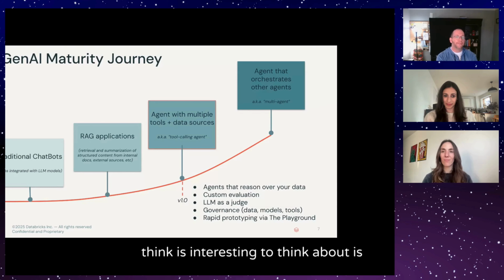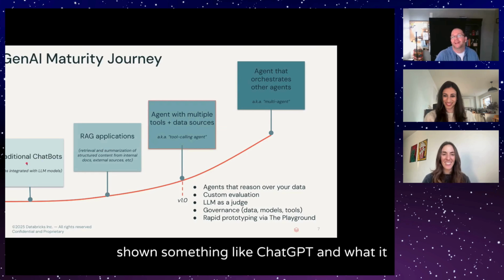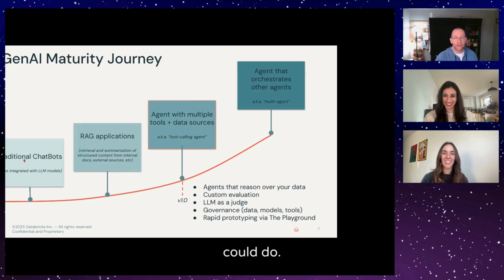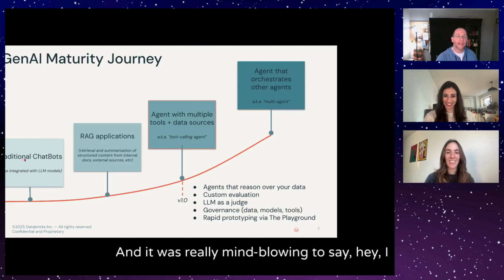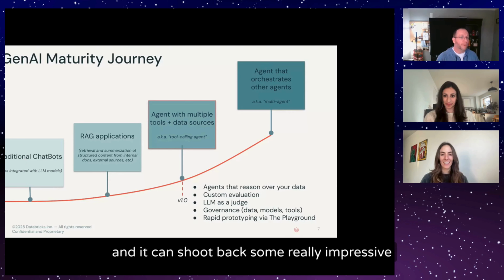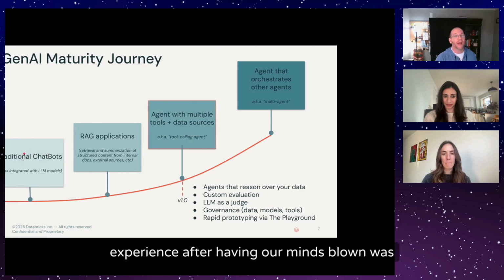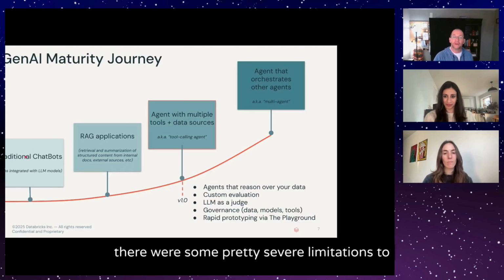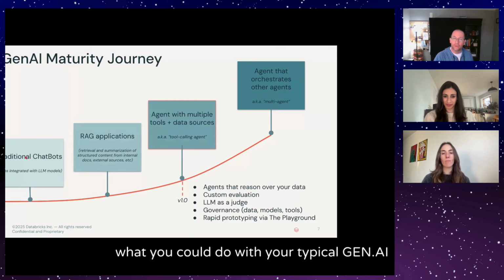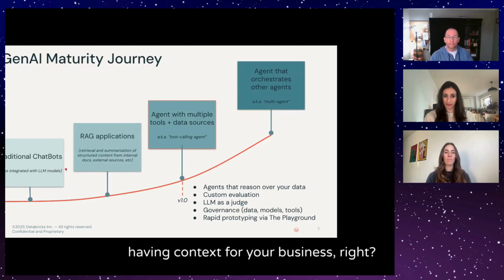is interesting to think about is, I don't know, a couple of years ago, all of our minds were blown when we were shown something like ChatGPT and what it could do. It was really mind blowing to say, hey, I can ask questions to this Gen AI application and it can shoot back some really impressive answers. But I think what we all learned early in that experience after having our minds blown was there were some pretty severe limitations to what you could do with your typical Gen AI tool. An example of that would be having context for your business, right?